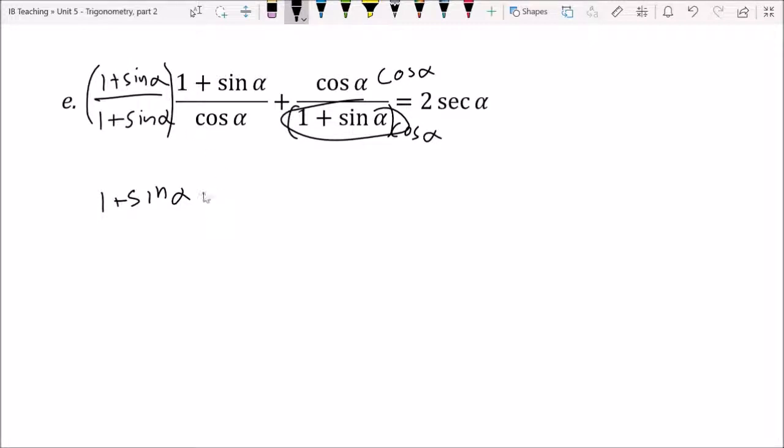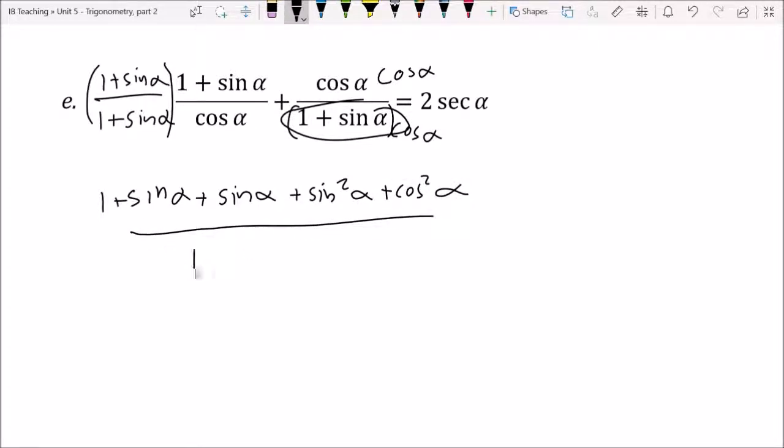And 1 times sine is sine again. And sine times sine is sine squared. And we have a cosine squared from the right side here. That whole thing is over 1 plus sine alpha multiplied by cosine alpha. And I'm not going to manipulate the right side yet, so I'm just going to leave that alone for now.